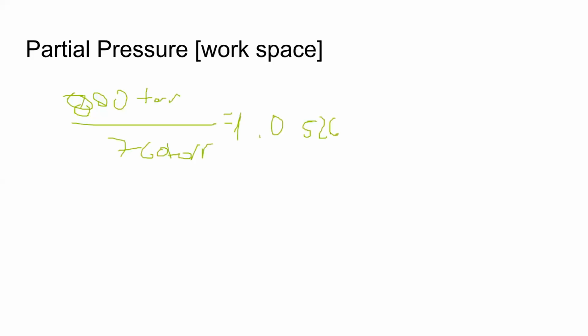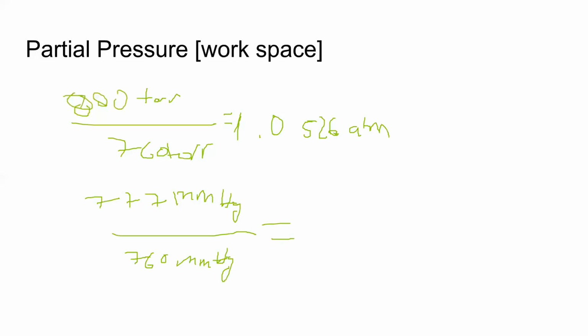So 800 torr divided by 760 torr is equal to 1.0526 ATM, and then 777 millimeters of mercury divided by 760 millimeters of mercury is equal to, that is so awkward. My handwriting's so atrocious. I hate everything-ish. Just kidding. I love everything. 760, 1.0223 ATM, and the other one's 1 ATM. So these are the conversions of just putting them all into ATM.